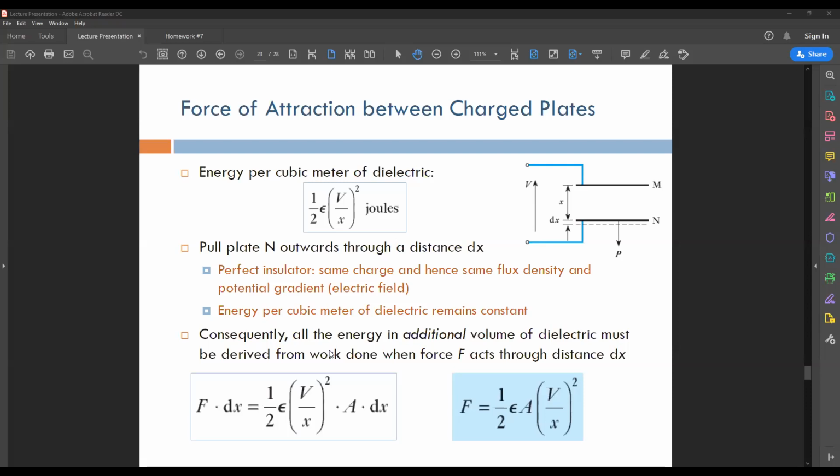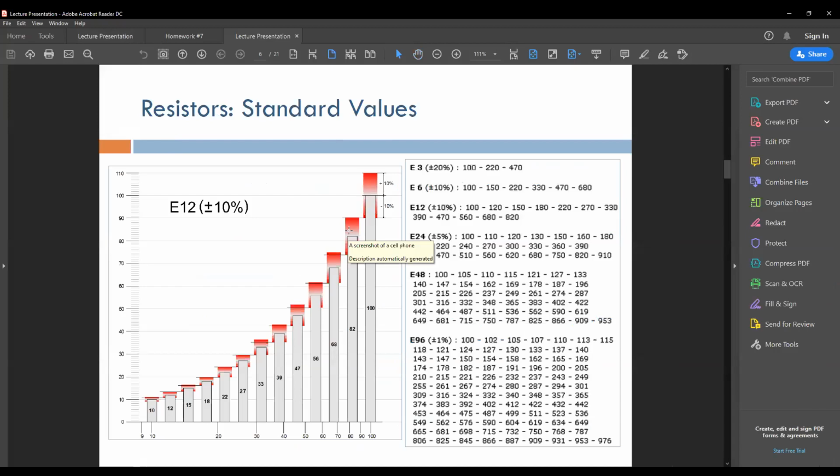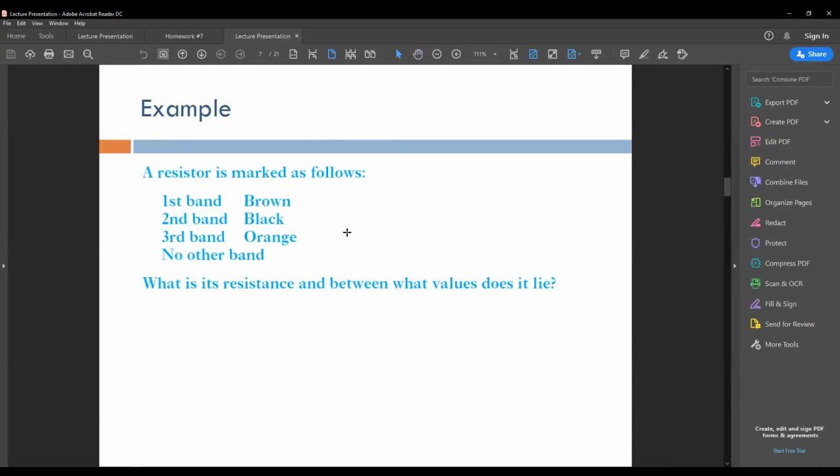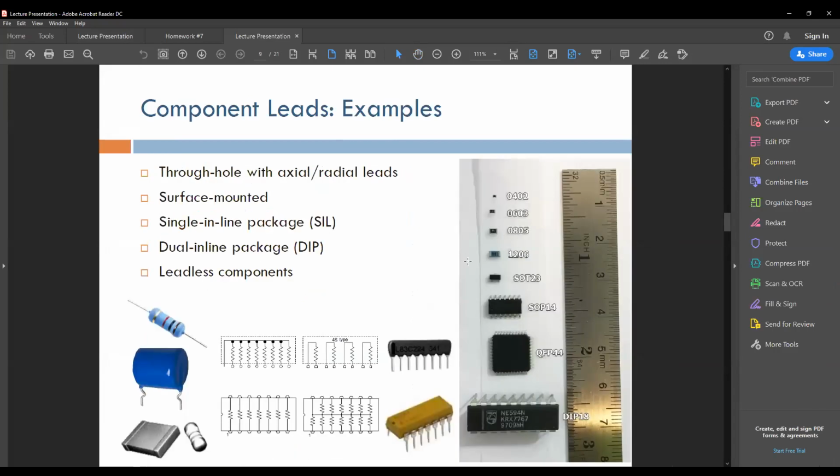The footprint means the size of the component itself. Okay, let me show you an example here. Can you see the presentation here for the resistors? Yeah. Okay. See these components? They have different sizes. See here?